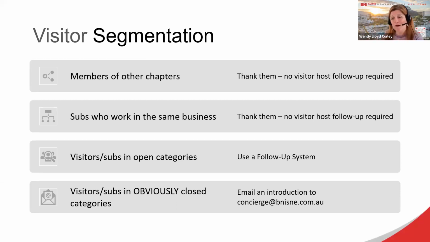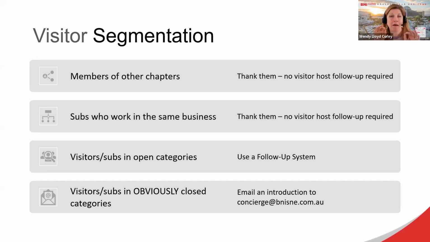And then what about the visitors or subs who are in obviously closed categories? Like you have an electrician and there's an electrician who's visited. All right. Well, you can email an introduction to the concierge at bnisne.com.au and right away do that introduction and get it done so that you don't have to think about it anymore. And then Karen, who is our concierge right now, she will continue to be for the foreseeable future.